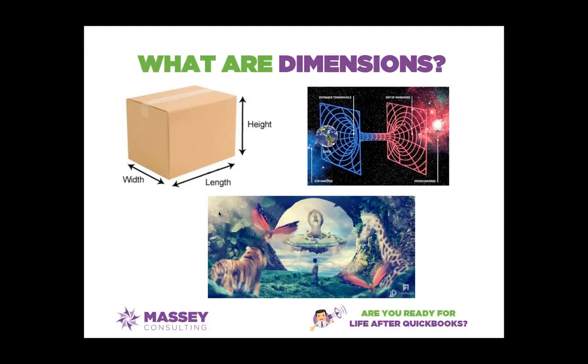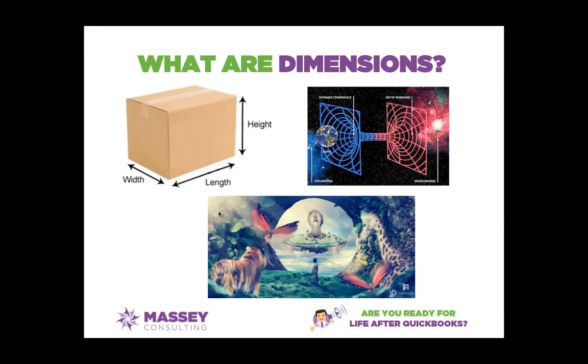But a dimension can be many things. But typically, if you really think about it, a dimension is a characteristic. So it's a characteristic, it's a width, it's a length, it's a height of a box. It's an alternative dimension in a science fiction novel.